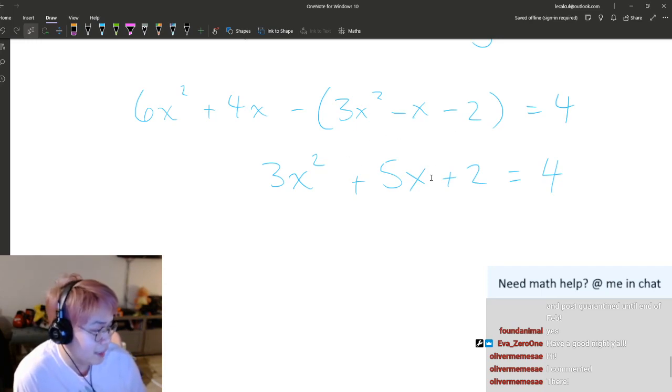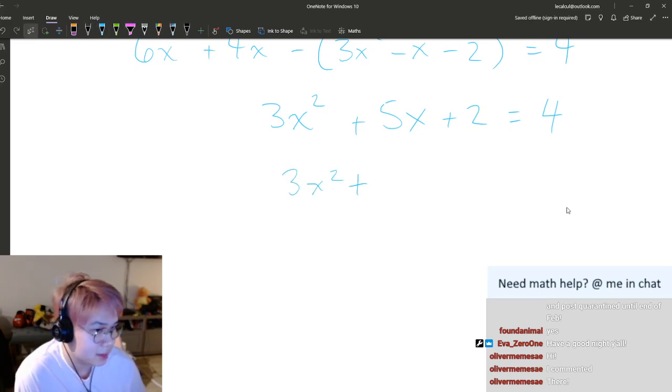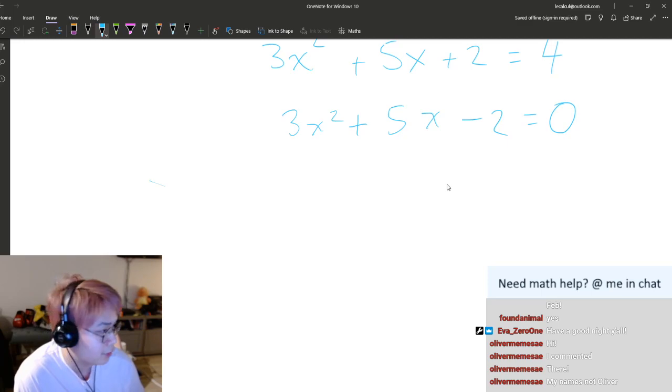And then we have basically a quadratic for x, which you should be able to solve. I'm going to set this equal to 0, so I'm going to subtract the 4, and then I'll get negative 2. Once you're at this point, you can try to solve the quadratic. The quickest and easiest way is using the quadratic formula.